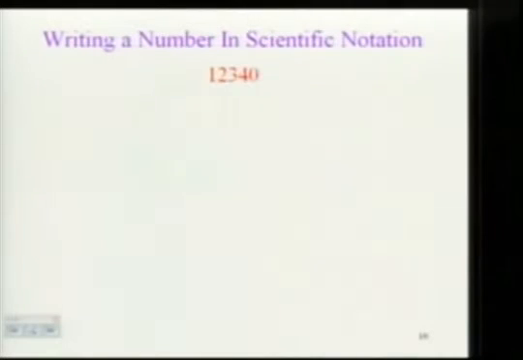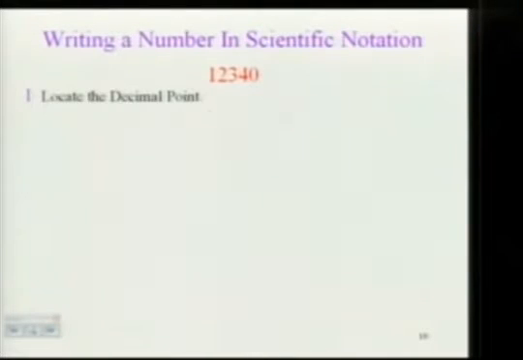Take this one, for example. How do I write 12,340 in scientific notation? What I'm going to want to do is take the decimal place, find it. Where is that right now? Where would it be right now? After the 0, right? We don't want it there. We're trying to write it in this more simplistic form.